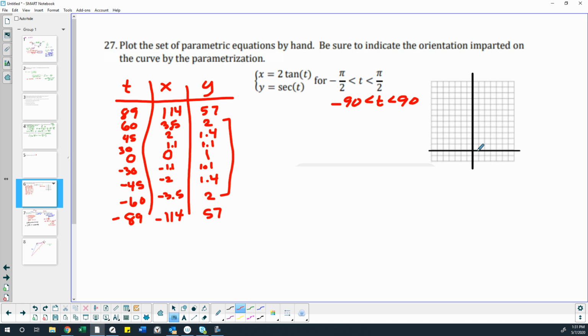Okay, so 3.5, 2. I'm not going to scale it. You could if you wanted to. And then 2, 1.4, and 0, 1, and negative 1.1, 1.1. Oh, I skipped that one, didn't I? Okay. So like just above right there, and then right there, and then this one goes up there. Okay. So I feel like we get kind of a parabola-like shape.